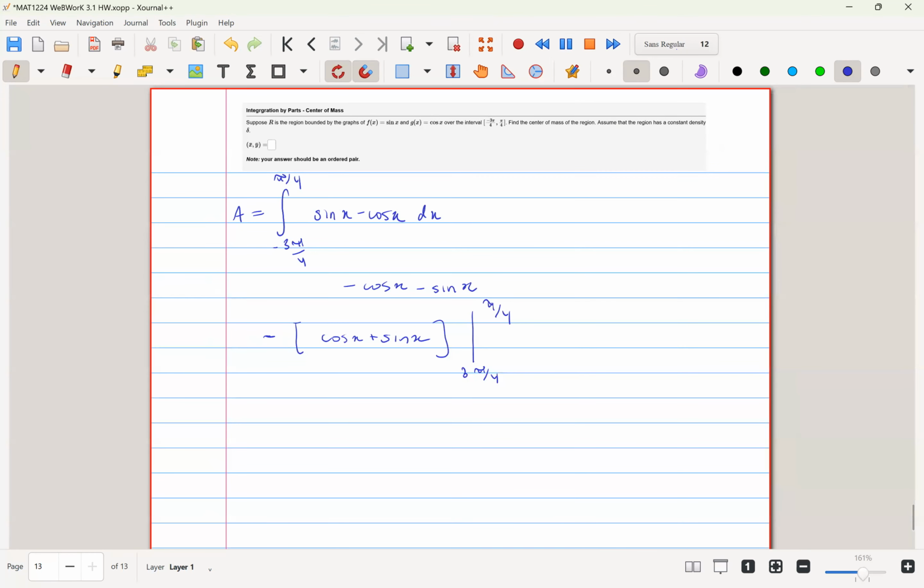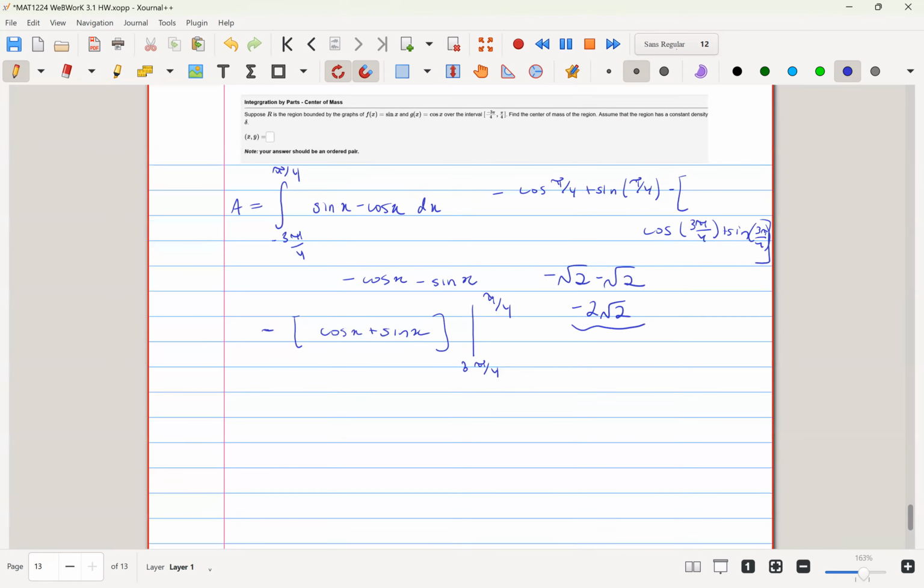Okay, I might need to do this over here. So we have negative cosine of pi over 4 plus sine pi over 4, minus cosine 3 pi over 4 plus sine 3 pi over 4. Perfect. And this is just simply going to evaluate to square root of 2 minus negative square root of 2, which is just negative 2 square root of 2. So that is our A.